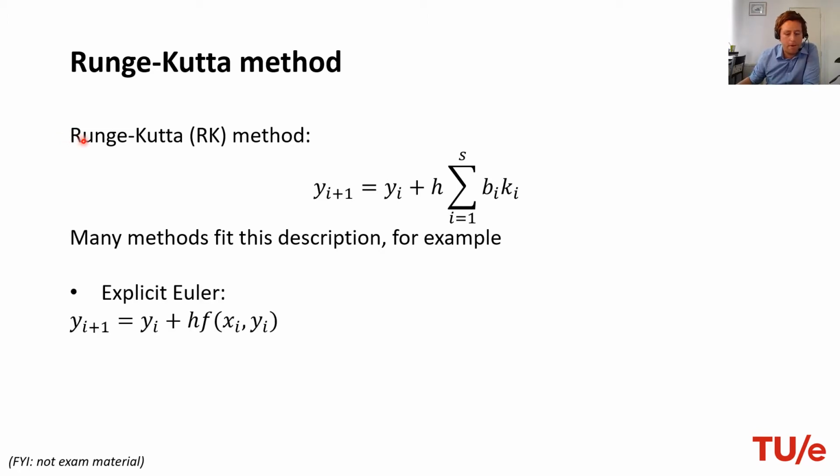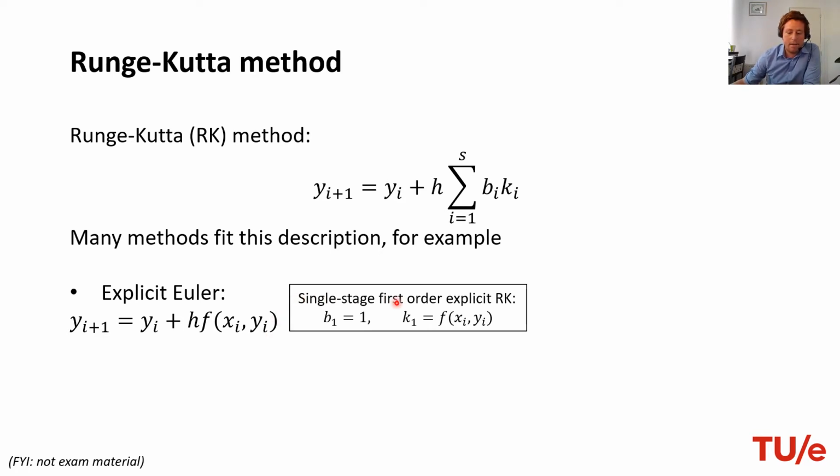For example, the first method that we discussed is explicit Euler. There we have as an update to the solution h times the slope evaluated at xi and yi. This can be simply rewritten as a single stage, first order accurate explicit Runge-Kutta method, where the coefficient B1 is 1 and the slope K1 is simply f evaluated at the current solution step, so at xi and yi. So explicit Euler is a single stage Runge-Kutta method.